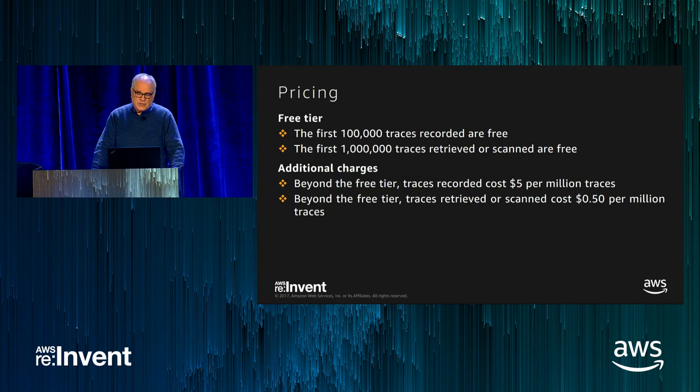Beyond the free tier, traces recorded cost $5 per 1,000,000 traces. So we count traces, not the segments or partial segments. If you have a trace with, say, 50 microservices or a trace with one microservice, they're going to cost the same. We don't charge you extra for having more complexity. And then retrieving or scanning traces costs 50 cents per 1,000,000.